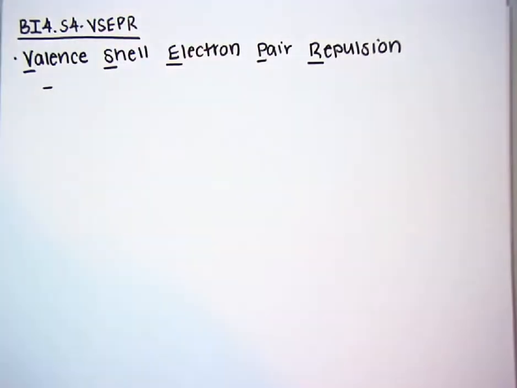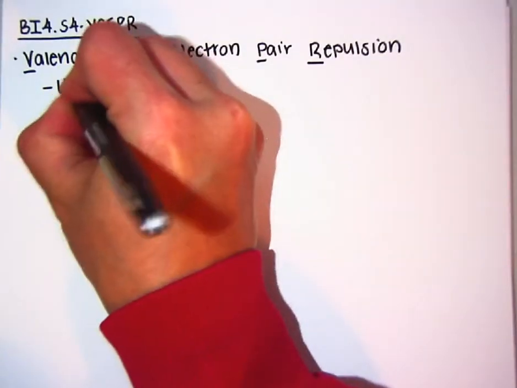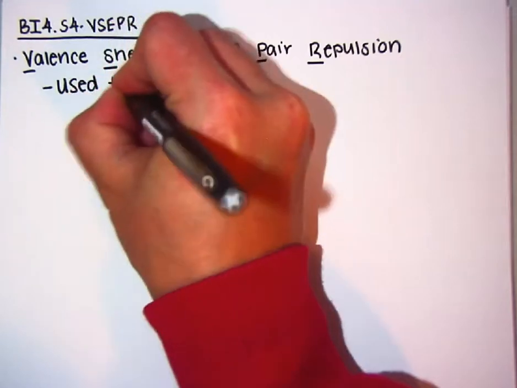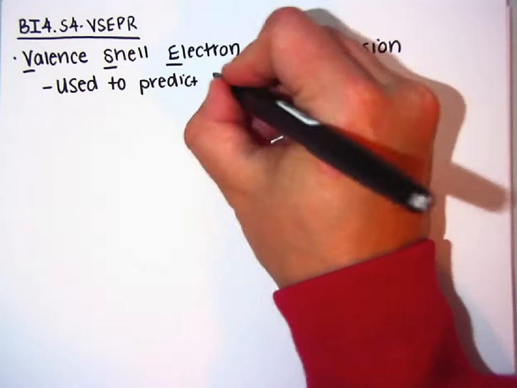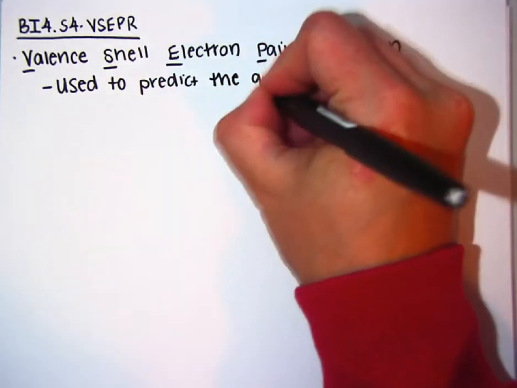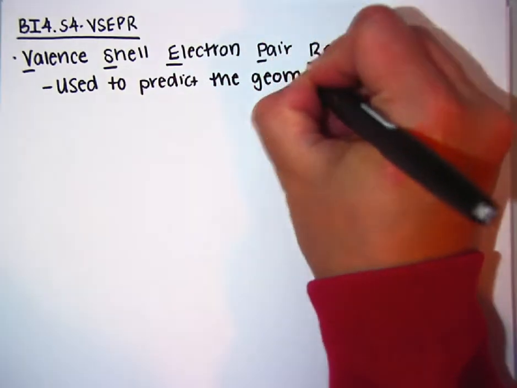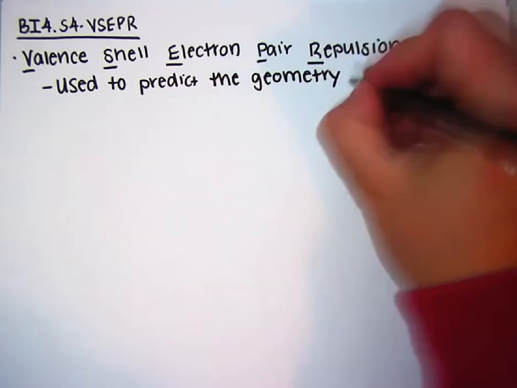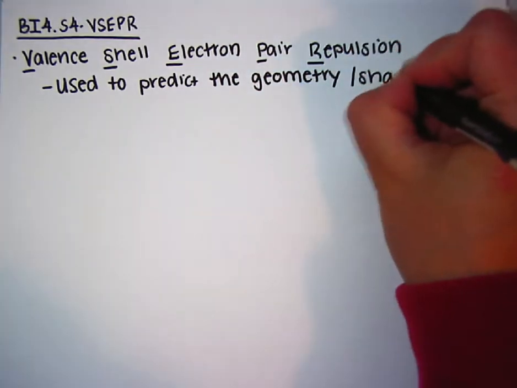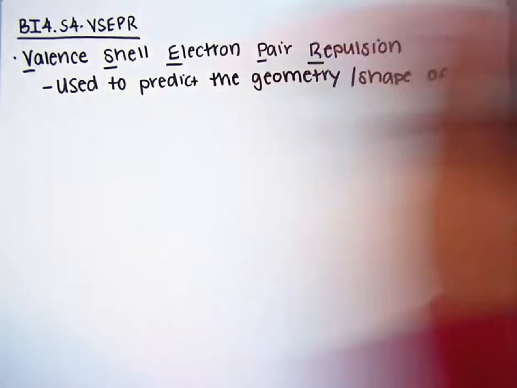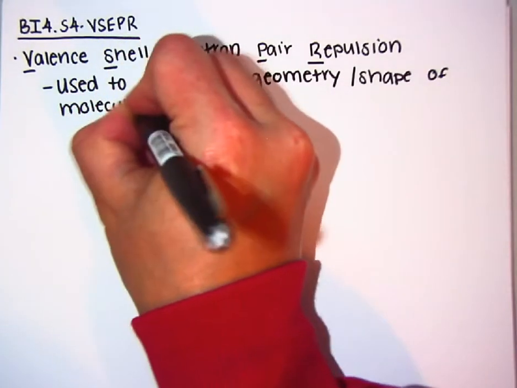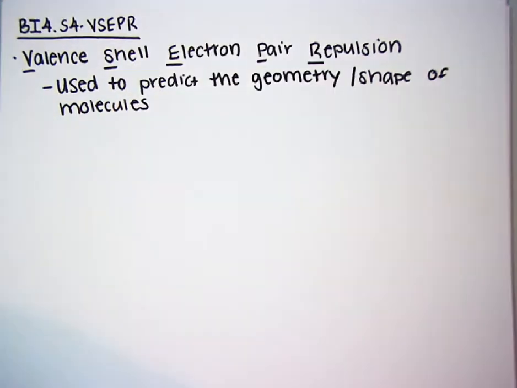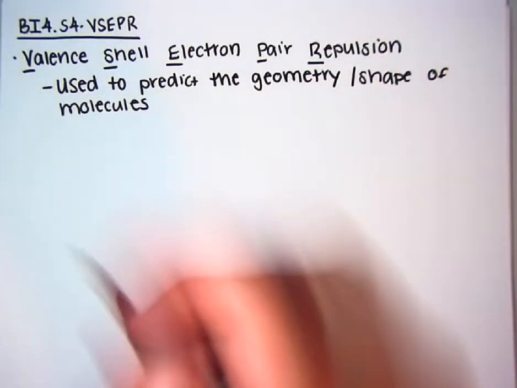So why does this matter? What is VSEPR theory used for? It is used to predict the geometry, the molecular geometry, or the shape of molecules.